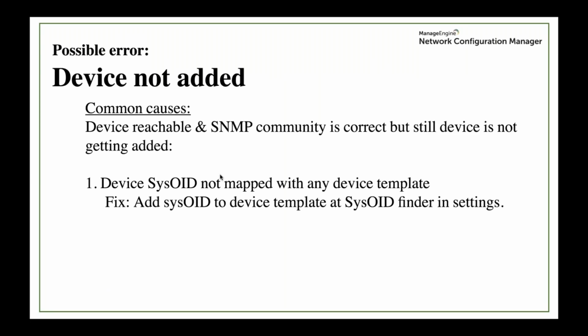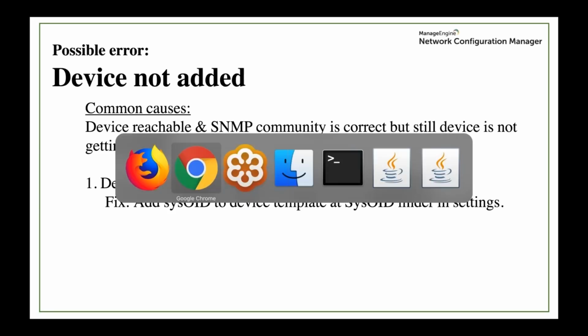Now you have another error that you might face, which is device not added. Now let's say that the SNMP community is correct and the device is also reachable, and in this case if you are not able to add the device, then the cause could be that the sysobject ID is not mapped with a device template. You can fix this by finding the sysobject ID in sysobject ID finder in the settings. Let me show this to you.